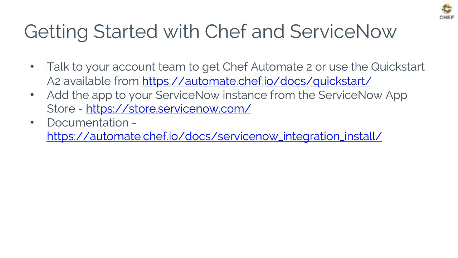So, getting started. How do you get started with this, and how do you start using it? Because we absolutely want you to use this, and we want to get your feedback on your experiences. So first of all, as I said, you need Chef Automate 2, and to get that, either speak to your account team if you already have an installation, or use the Quick Start A2, which is available actually from a similar location to Martin has shown in the documentation, and from that link that I have on this final slide.